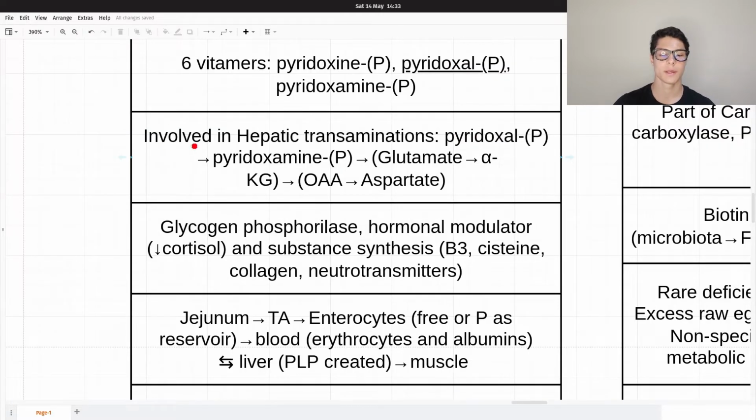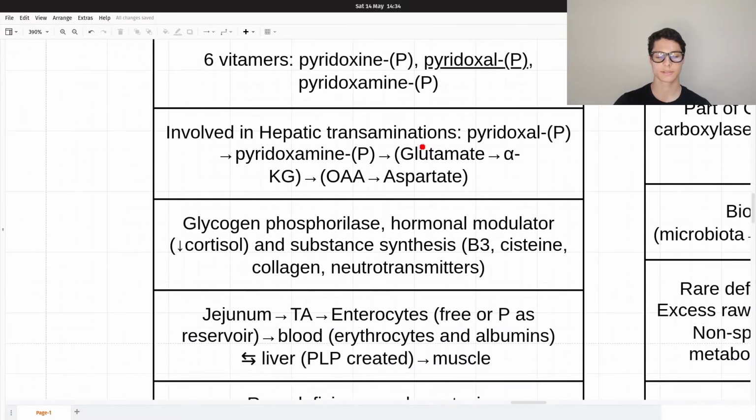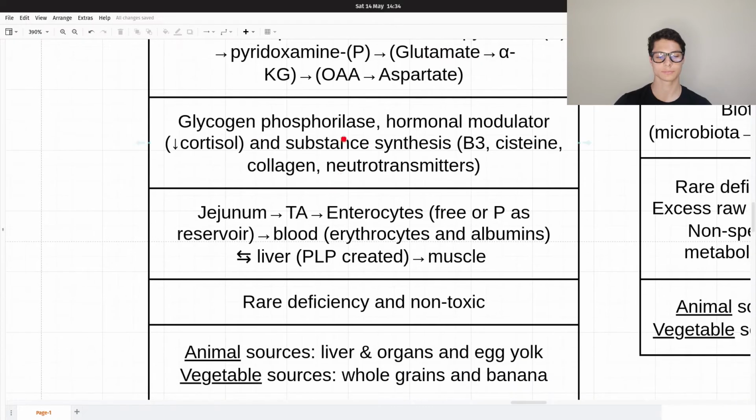This vitamin is involved in hepatic transaminations, and we have the pyridoxal phosphate, which is converted into pyridoxamine phosphate, and that leads to the conversion from glutamate to alpha-ketoglutarate, and also the conversion from oxaloacetate into aspartate. This vitamin is involved in all these functions.